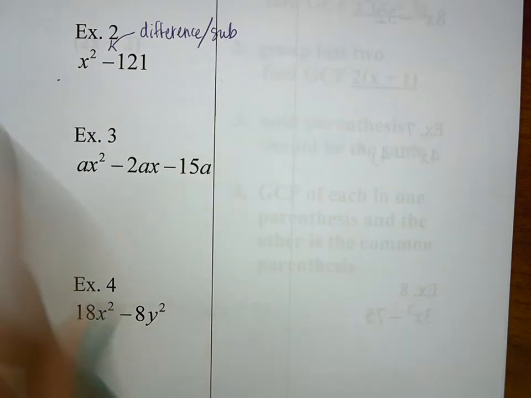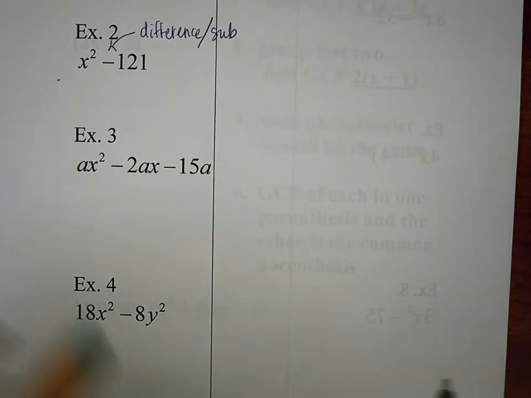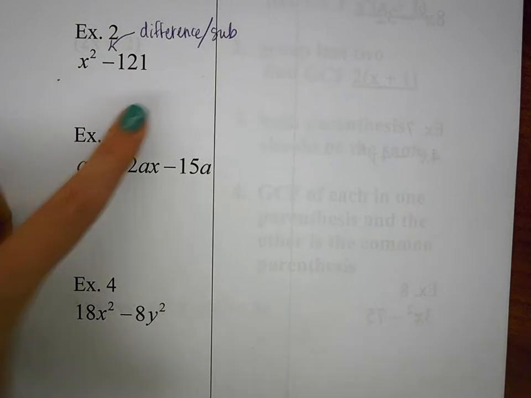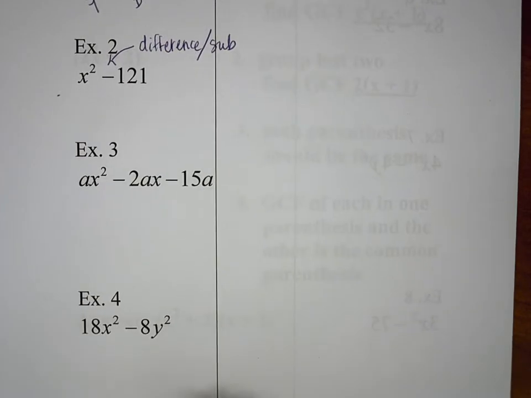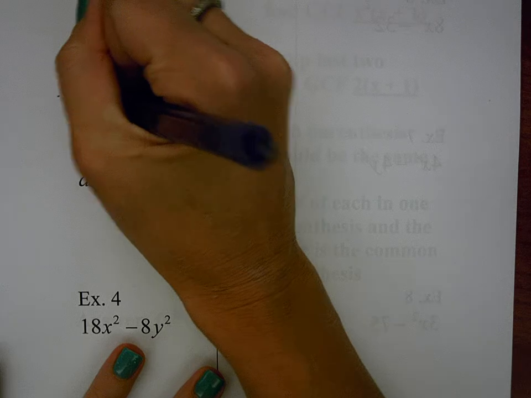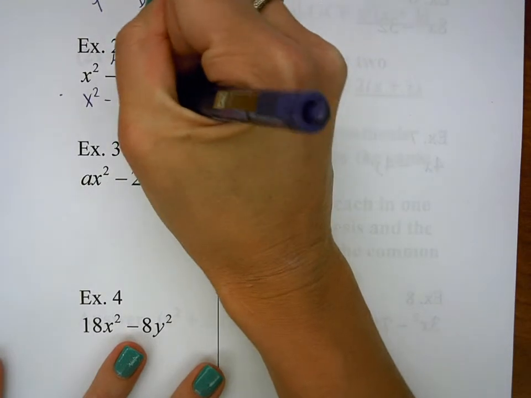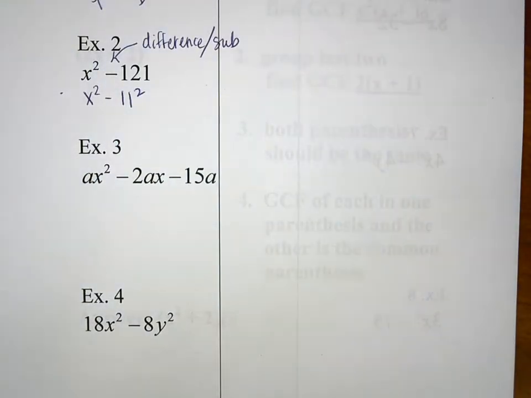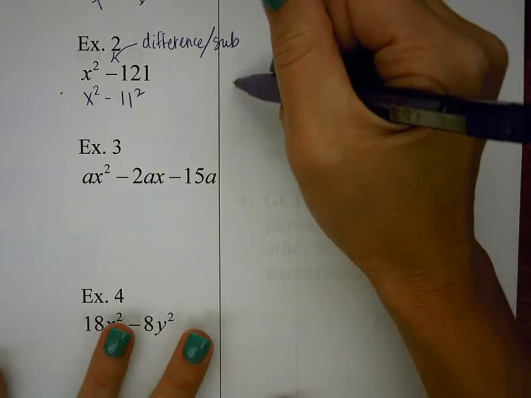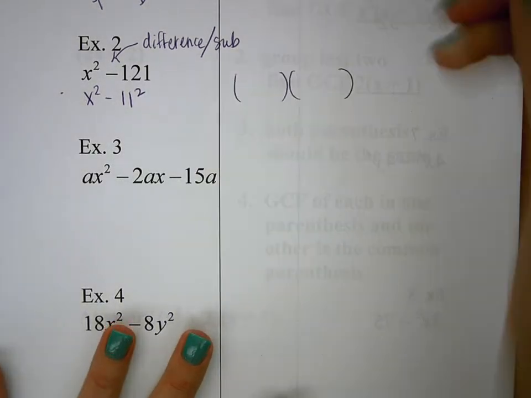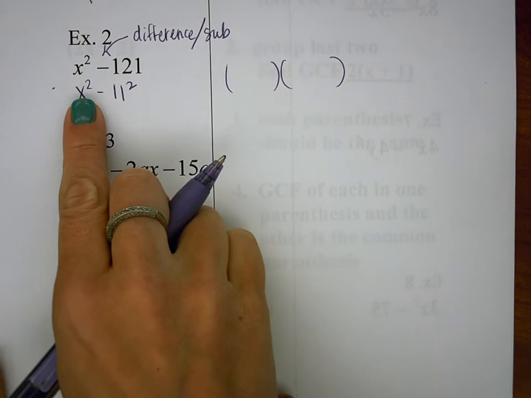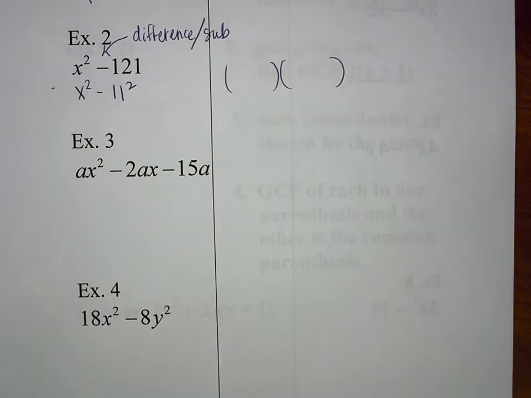And then you need to check, are both of the terms squares? So x is a square, but can I write 121 as a square? Yes. What is 121 as a square? 11 squared. So I like to write both of them as squares. And then when you factor difference of squares, basically the way I think about it is you're like pulling apart the squares. So x squared, we separate them.